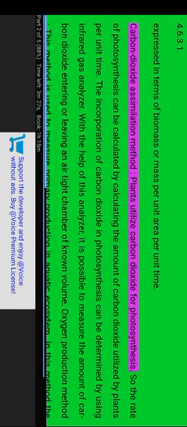Carbon dioxide assimilation method. Plants utilize carbon dioxide for photosynthesis. So the rate of photosynthesis can be calculated by calculating the amount of carbon dioxide utilized by plants per unit time. The incorporation of carbon dioxide in photosynthesis can be determined by using an infrared gas analyzer. With the help of this analyzer, it is possible to measure the amount of carbon dioxide entering or leaving an airtight chamber of known volume.